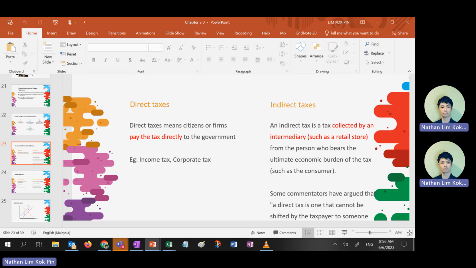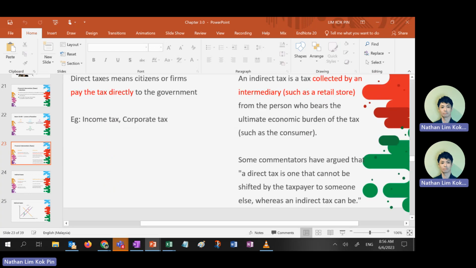Okay, yeah, that one's example. So what's the meaning? It's collected by a third party. Direct is collected directly by the government, right? Because the direct tax, like income tax and corporate tax, they already have your IC. They already have your corporate registration number, right? So you cannot escape the tax, right?